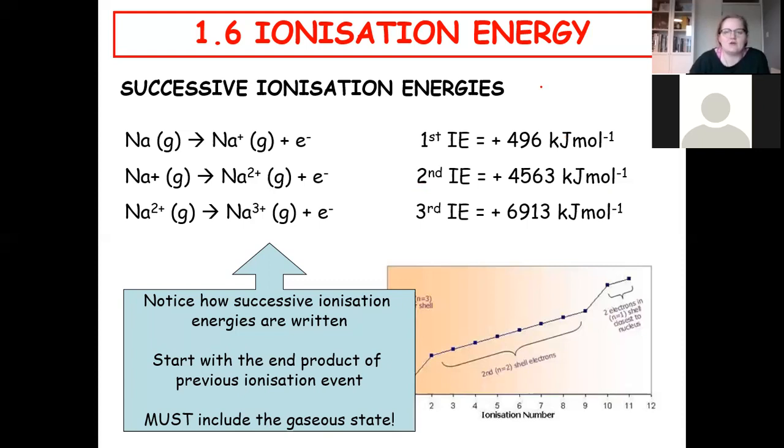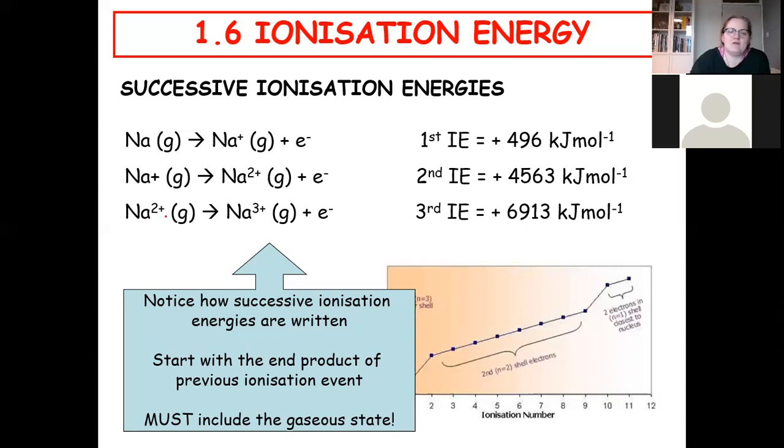Over here, these are showing us our values, the actual energy that is required to remove that electron. The first ionization energy is 496 kilojoules per mole. And then we have this huge jump that's basically 4,000 kilojoules more. We go from needing just 496 kilojoules per mole to remove an electron to, for the second ionization energy, 4,563. Then we have another jump to 6,913. Still quite a large jump, but nowhere near as much as the first time. So we always start with the end product of the previous ionization energy when we are writing successive ionization energies.